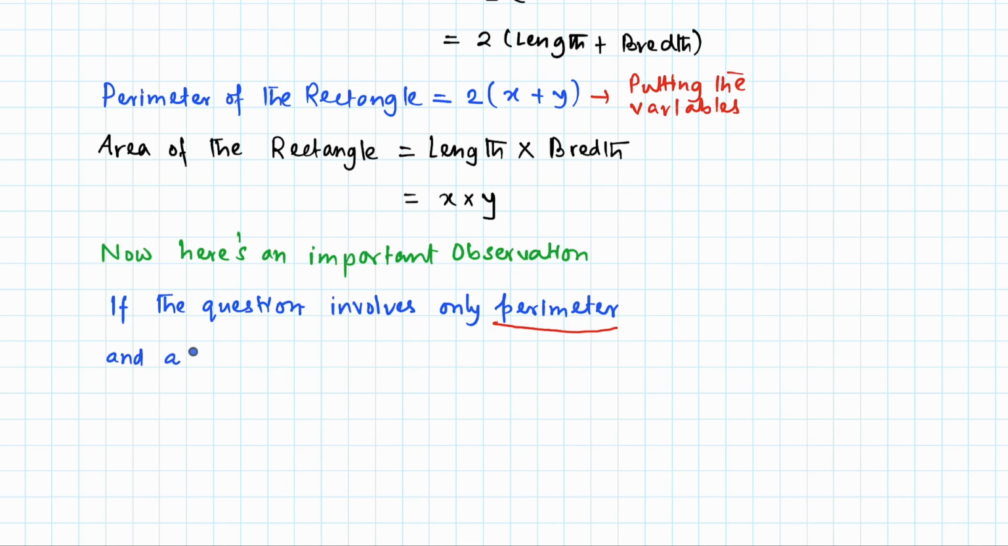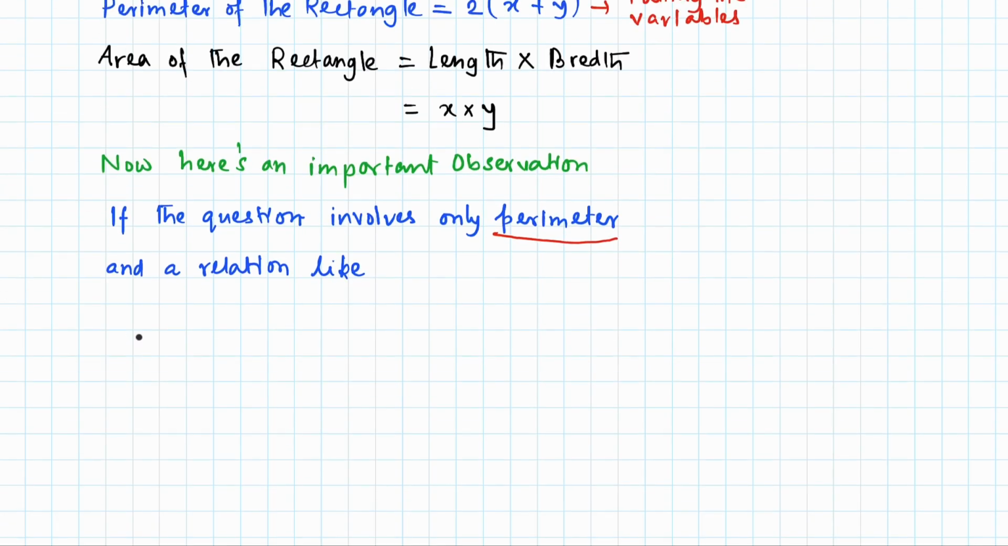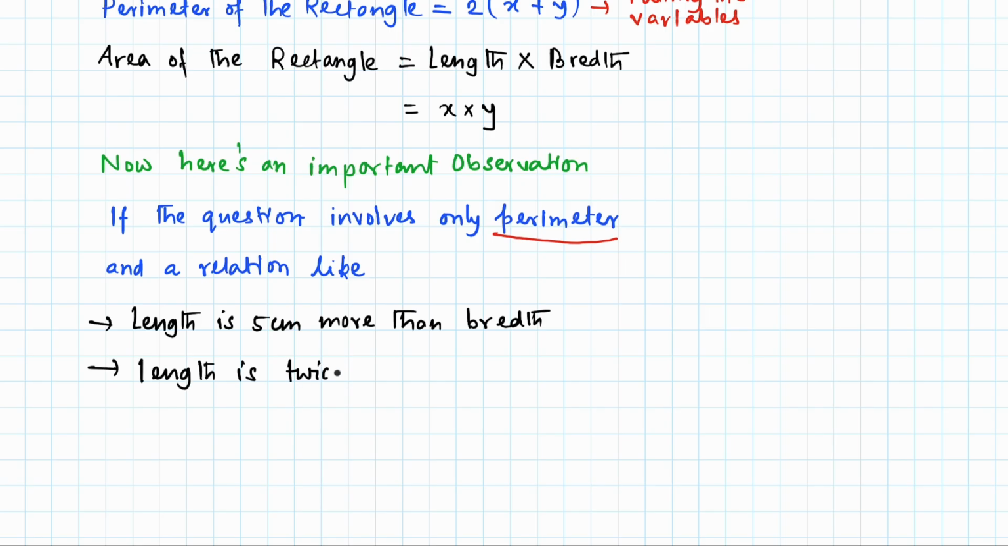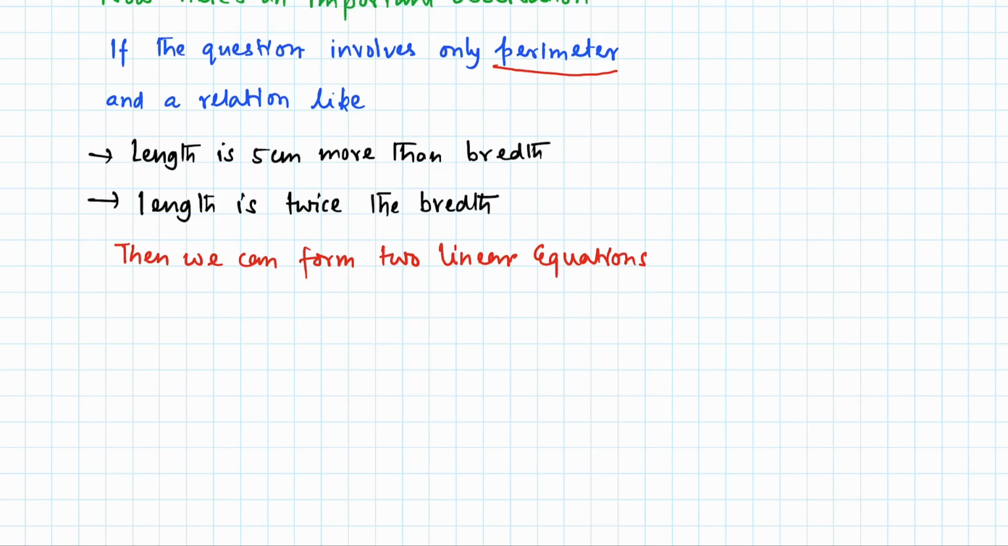It will appear along with a relation, for example a relation between the lengths or between the sides. Say for example, the length is 5 centimeter more than the breadth. This kind of relation. So if the question involves a perimeter and a relation like this, or the length is twice the breadth, then we can form two linear equations. We will get a pair of equations and then we can solve it.